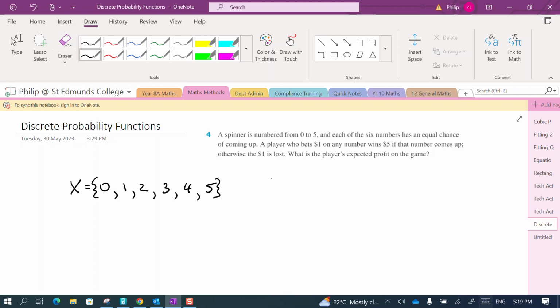Now what's my random variable going to be? In fact, I might change that X there to read S for sample space. Now my random variable X, I get to define this whatever I like. My random variable is going to be the player's profit. The profit that the player gets, or I suppose it could be a loss if it's a negative number. And what are the potential values then that this can take?